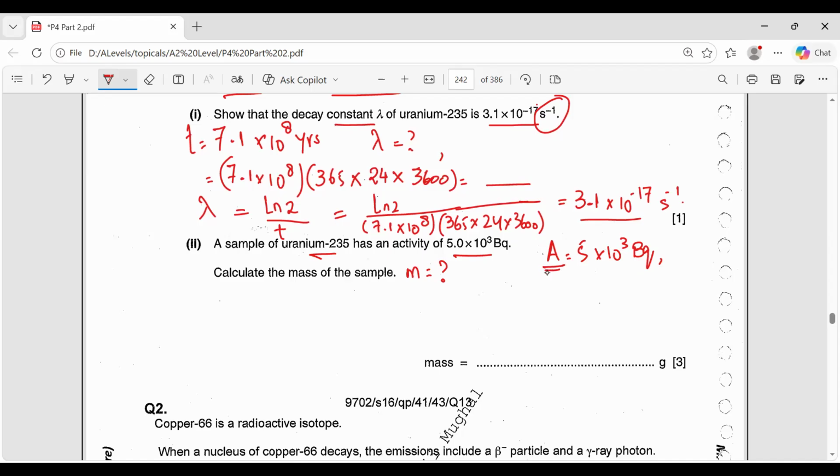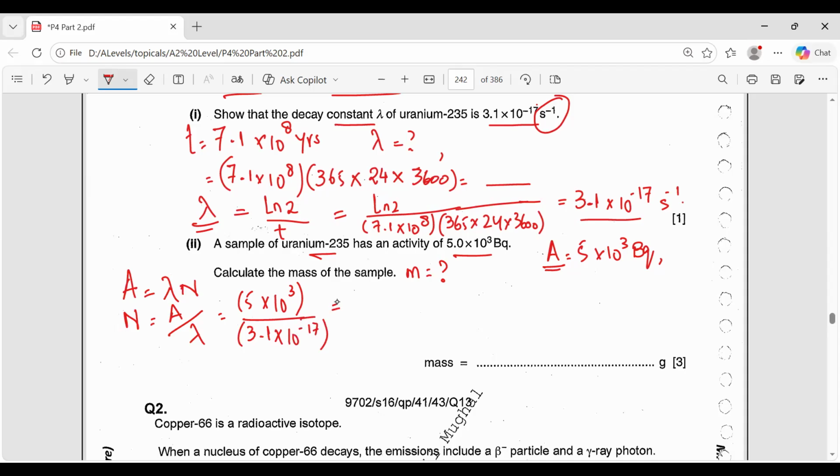First of all, we have a value of A and we have a value of lambda. We are aware of the formula we studied at the start of the chapter: activity is equal to decay constant multiplied by the number of nuclei in a sample. So from here we can find the number of nuclei in a sample, that is activity divided by lambda. Activity is 5 into 10 raised to power 3, whole divided by lambda, which is 3.1 into 10 power minus 17.